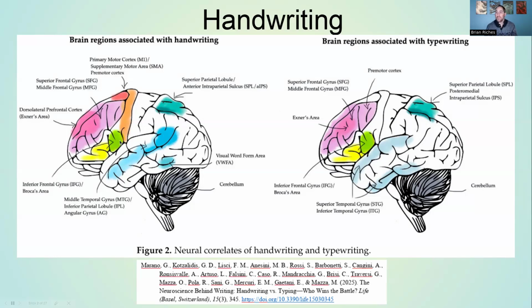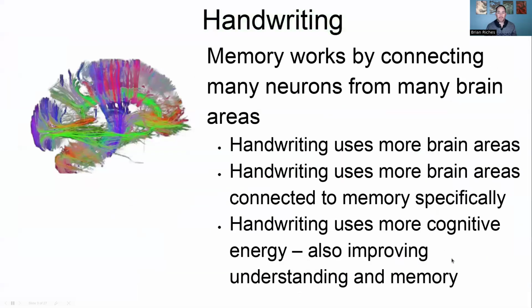And the big idea about why it matters that you're using more brain areas is because memories are just networks of neurons. So you will remember more because you have more connections to that network. You'll be able to trigger the memory of what you learned, what you wrote down, what you're taking notes on, more easily when you have more networks connected to it.